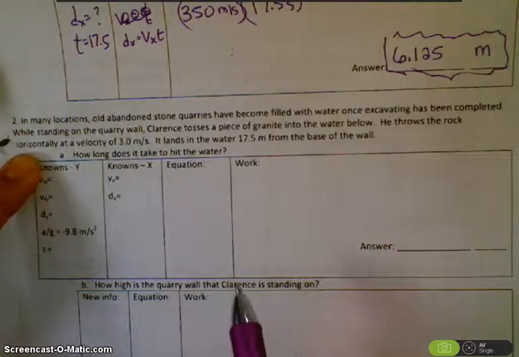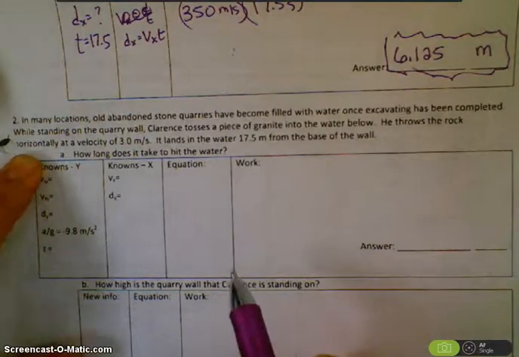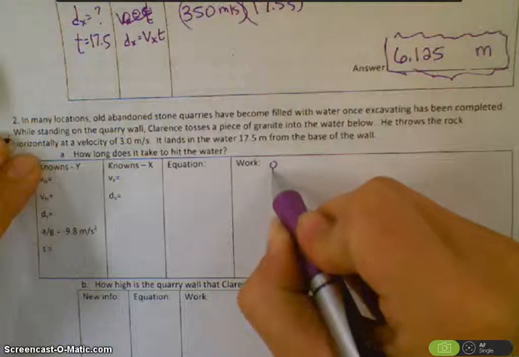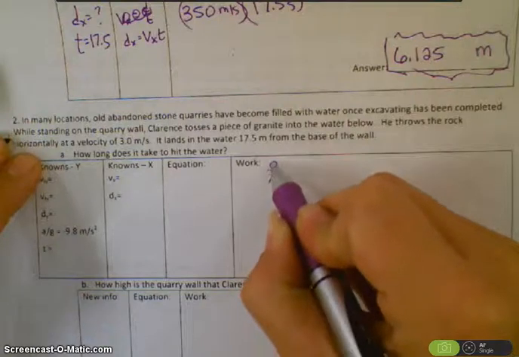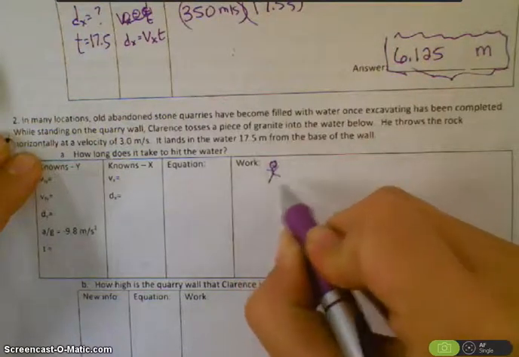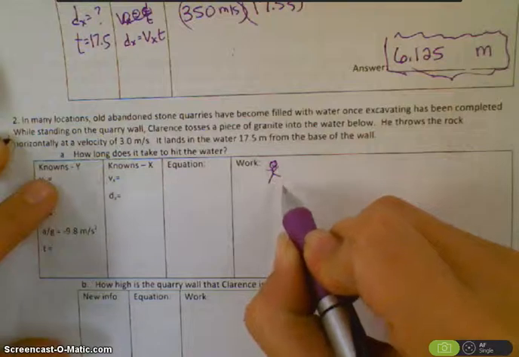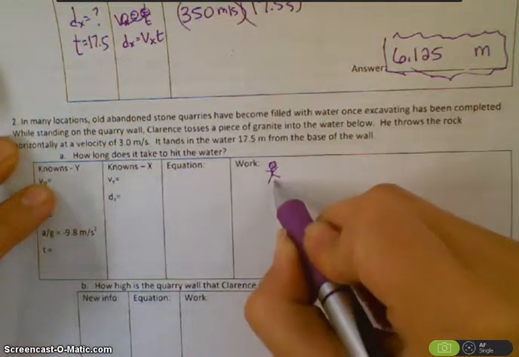Let's draw this. Okay, that's a lot of words we don't need, so let's just draw it. Okay, Clarence is chilling. Okay, he is on top of a quarry wall.